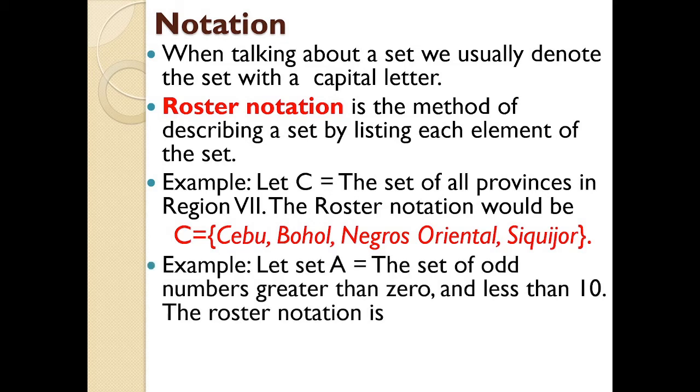Another one, set A is the set of odd numbers greater than 0 but less than 10. Do you still remember odd and even numbers? What are odd numbers? Unsa may mga odd numbers, section Dynamic? 1, 3, 5, 7. What are even numbers? 2, 4, 6. So you answer me now. What are odd numbers greater than 0 but less than 9?